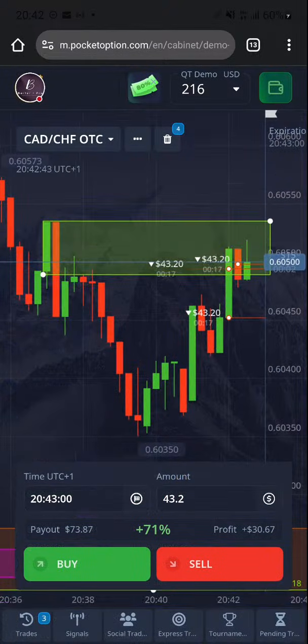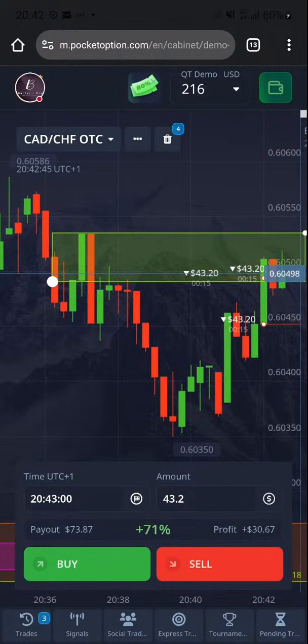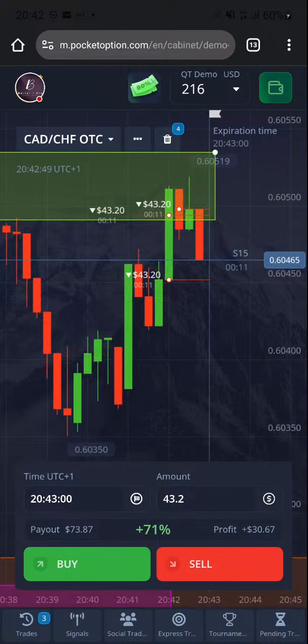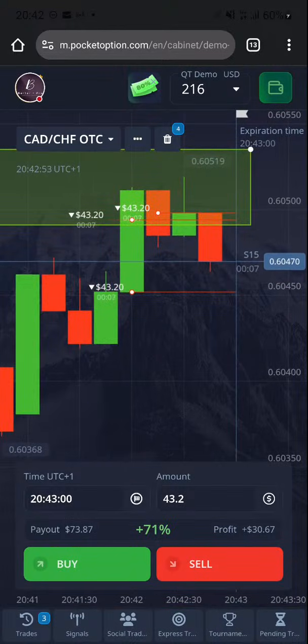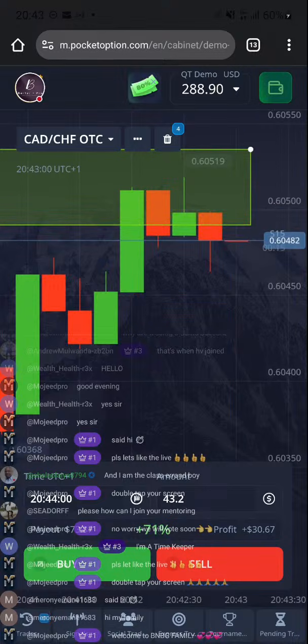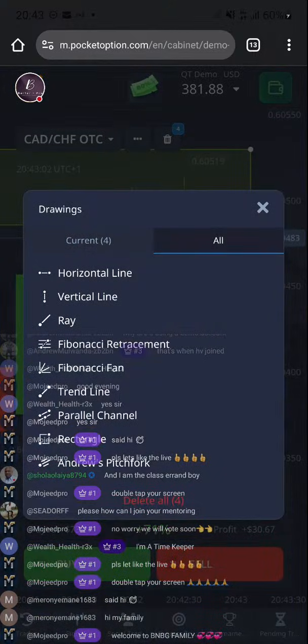I would really love it if this pullback can just happen and come back to under this round number right here. We have 10 seconds. Yes, yes. Calm down. Come on. Last 2 seconds.